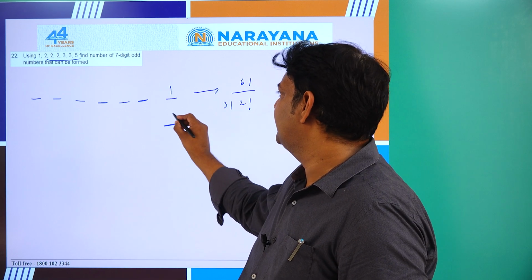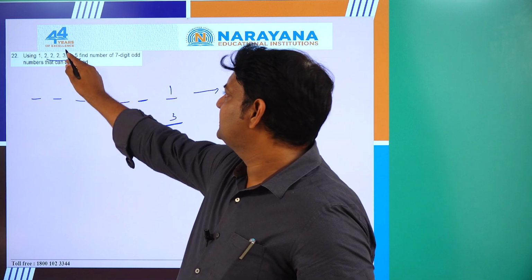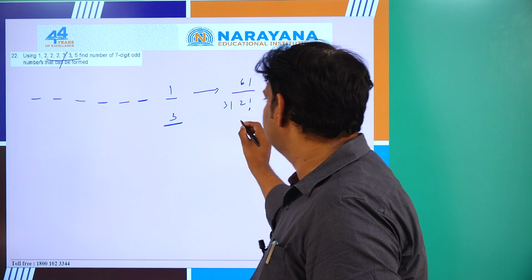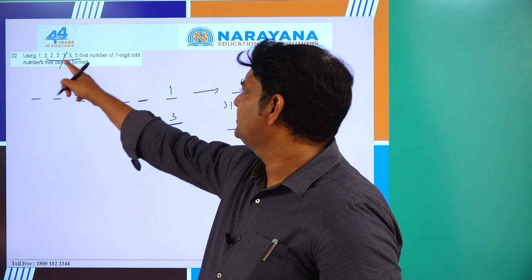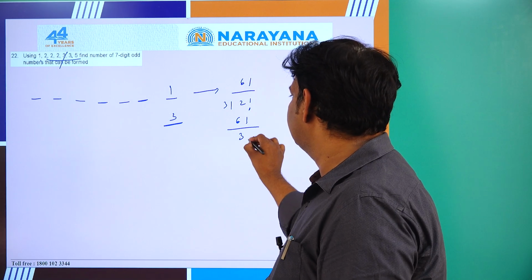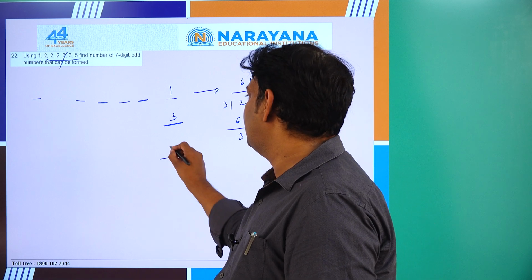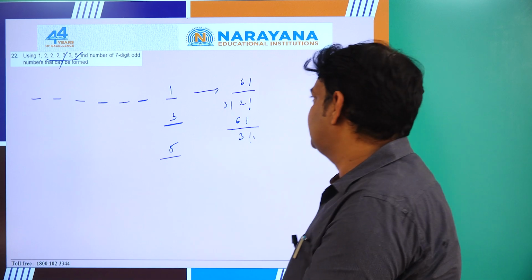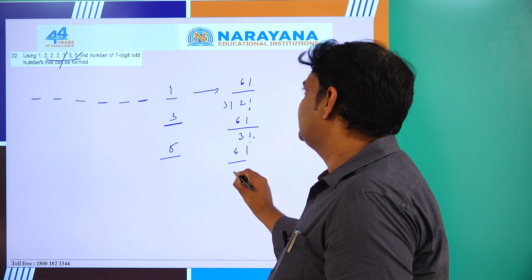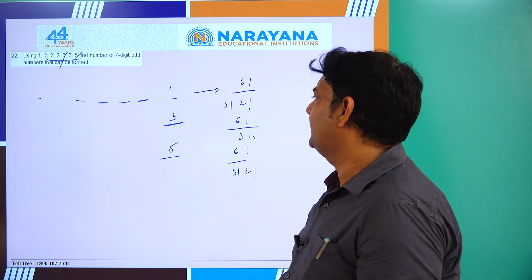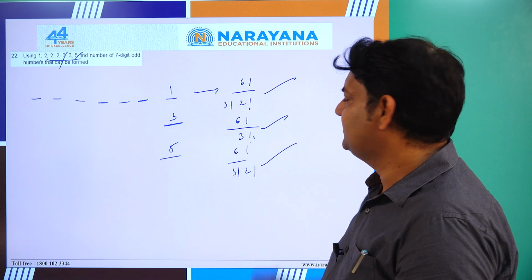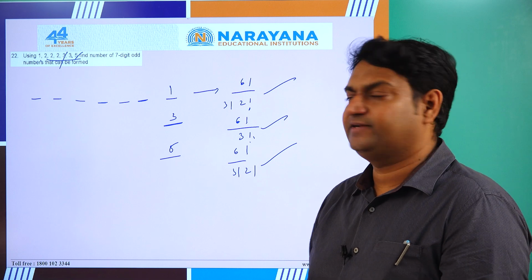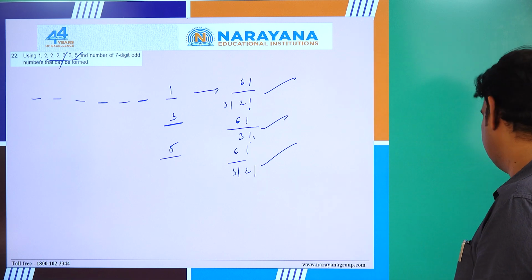Now the last digit can be 3. If last is 3, then arrangement of remaining numbers 1, 2, 3, 4, 5, 6 is 6 factorial by 3 factorial, since 3 is fixed, so only 2 is the repeating digit. And if the last digit is 5, then the arrangement is again 6 factorial by 3 factorial into 2 factorial. Quite easily you can calculate these 3 values and add, and your answer will come. Understand? Any confusion? I hope no. Very basic problem.